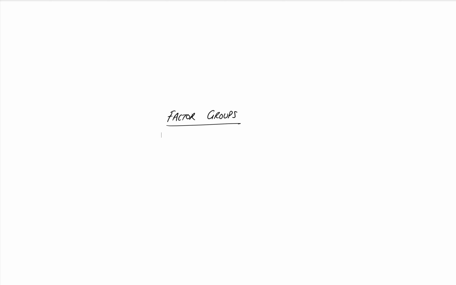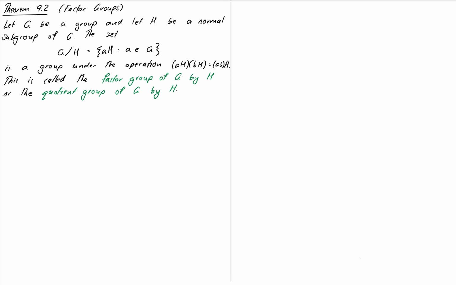So we're going to first define what this means, and then we're going to explore a little bit about how we can use these things. So let's dive straight in. Our theorem here is that the set of all left cosets of a normal subgroup of a group is a group where the operation on the group is multiplication of coset representatives.